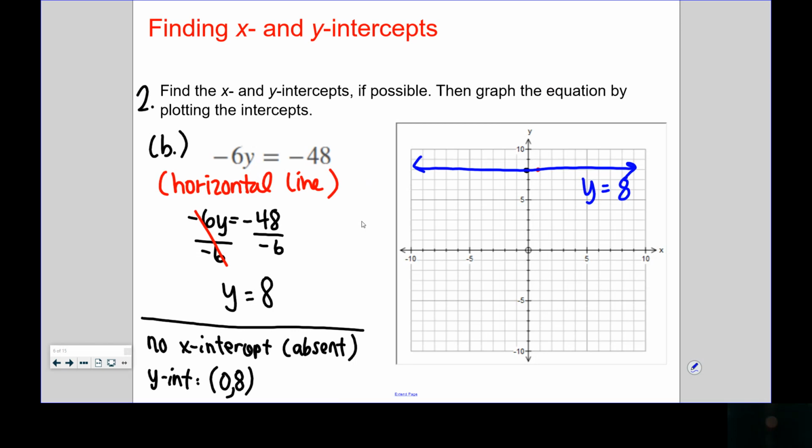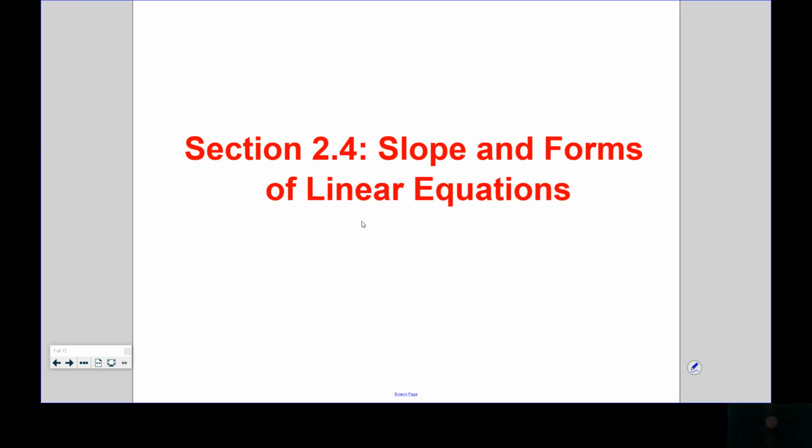Okay. Any questions? We feel okay? The next section is about slope. So I'll tell you the definition of, or the formula for slope. There'll be two forms of linear equations that we'll look at, slope-intercept form and point-slope form. So it shouldn't be too long, only 8 slides. So that video will be up, like I said, by 12:30 today.